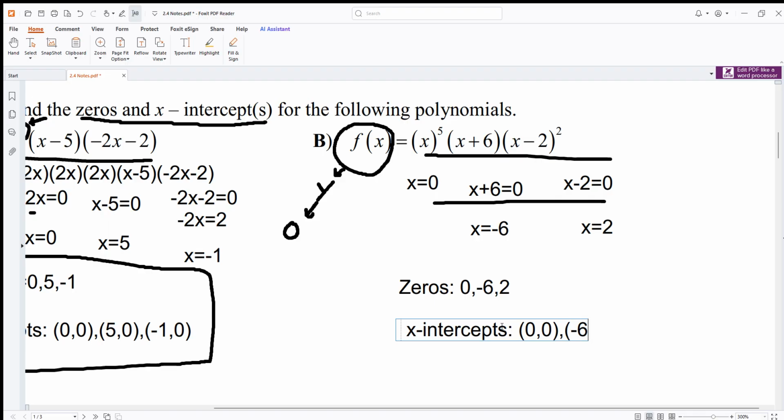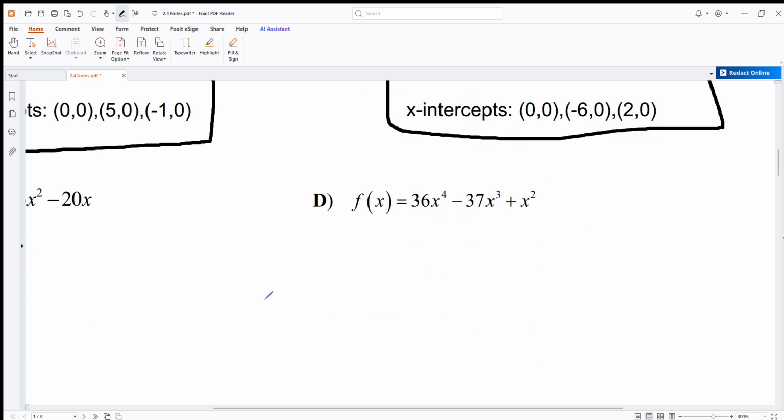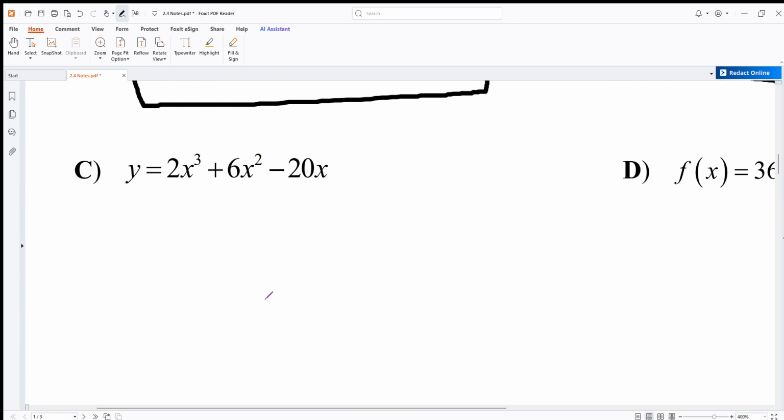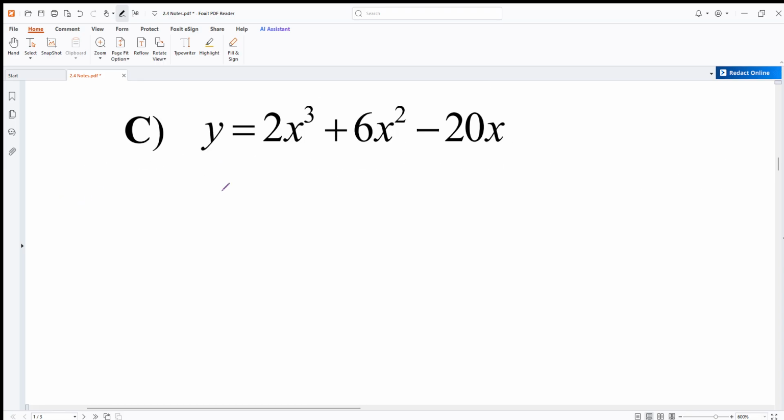Second x value, comma 0. Third x value, comma 0. And that's all it's asking for when it says what are the zeros and x-intercepts. Okay, now the next problems are, what if it's not in factored form?